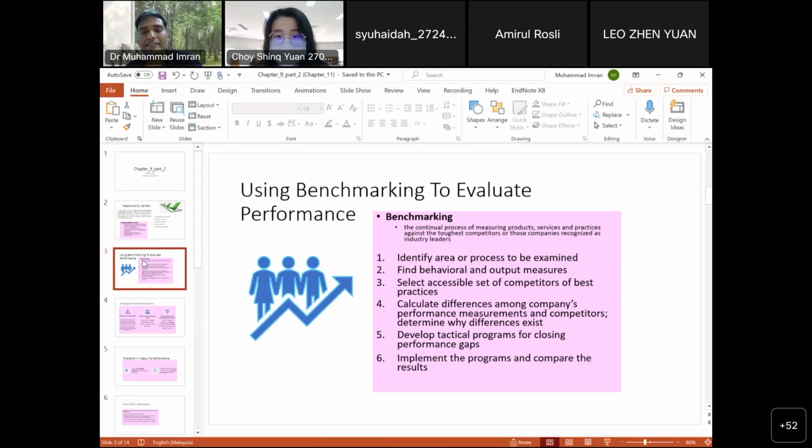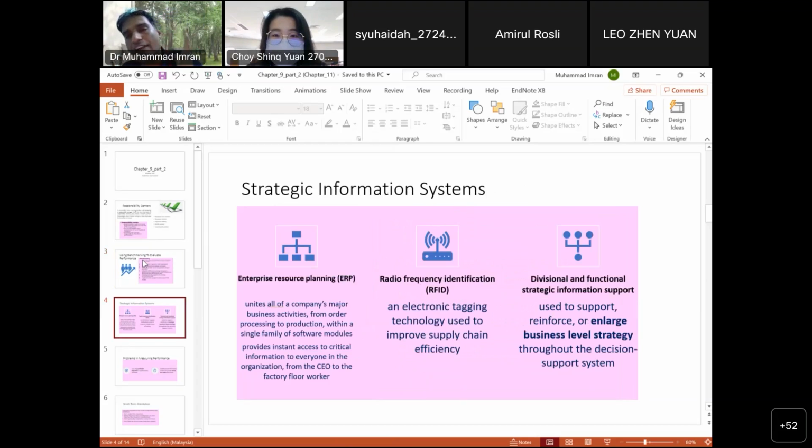Anyway, develop a tactical program for closing the performance gap. Yes, we must have a strategy to fill the gap between my company and the competitors. Implement a program and compare the result. And this is only for your information. The main themes, I already conveyed to you, are about what benchmarking is. Everybody, even local and large companies, are following this kind of strategy, by the way. Anyway, further, this is the demand of today's world.